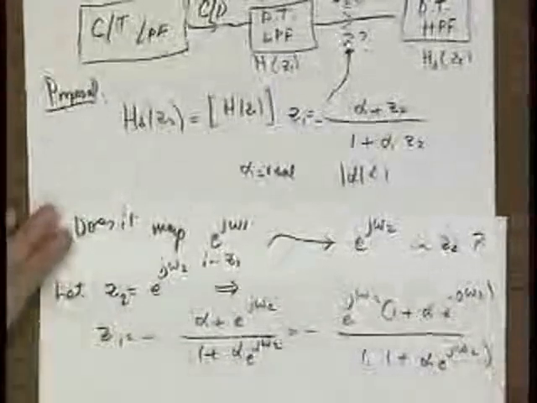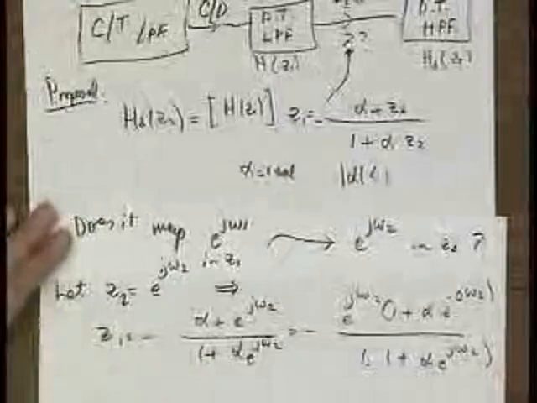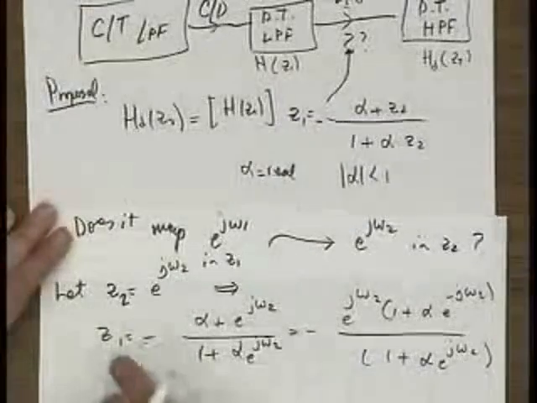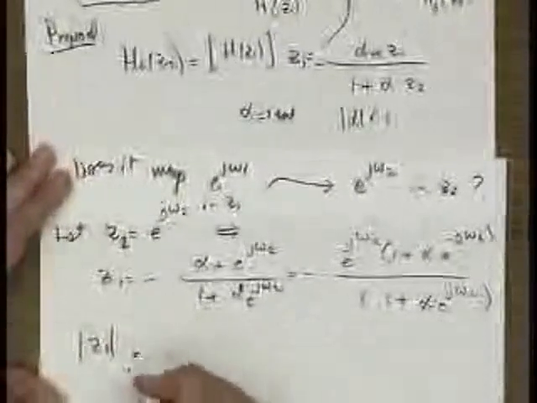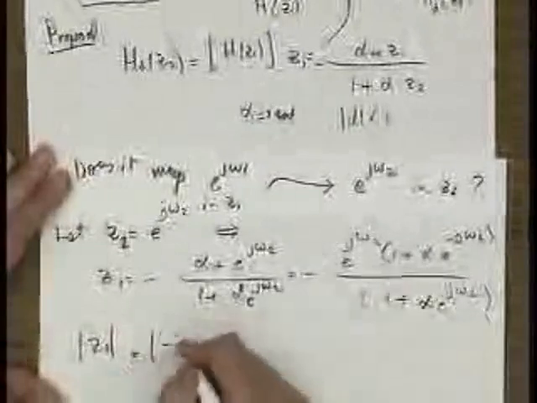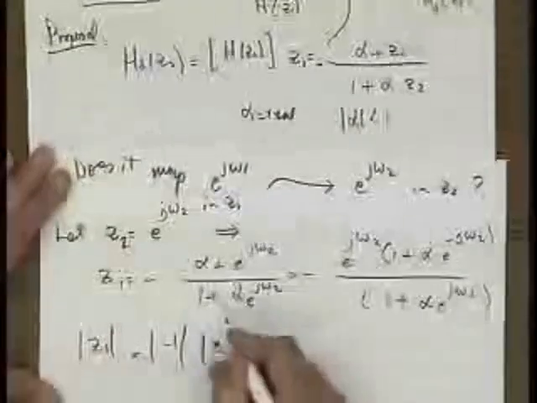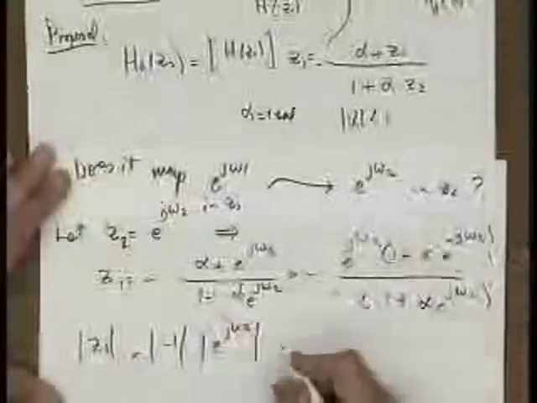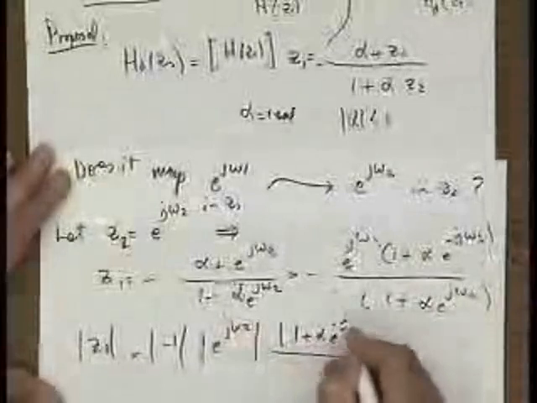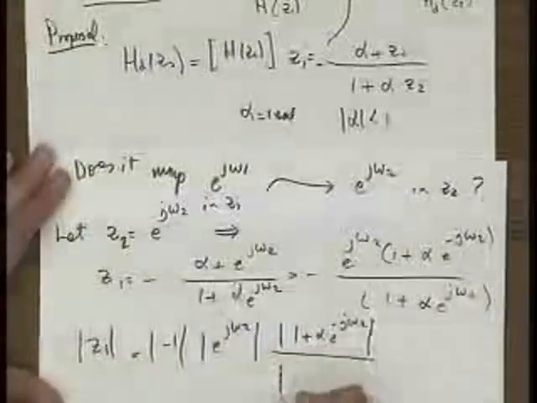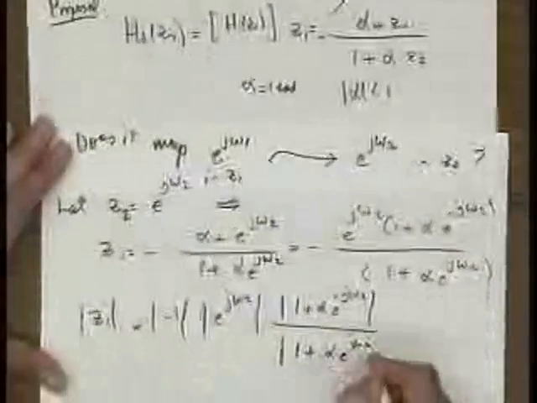Okay. Now I'm going to take the magnitude of Z1. What can I say about the magnitude of Z1? It's equal to the magnitude of minus 1 times the magnitude of e to the j omega 2 times the magnitude of this remaining thing, which is the magnitude of 1 plus alpha e to the minus j omega 2 over the magnitude of 1 plus alpha e to the j omega 2.